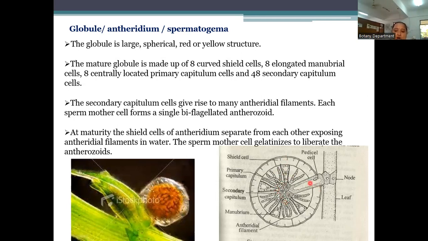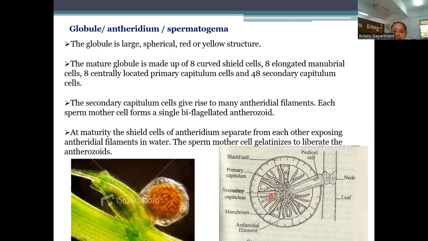Each of these arises from the shield cell. See, this one shield cell arises from one manubrium. Again here, shield cell. Next one arises from the manubrium. Like this the manubrium are arranged. Total 8 shield cells, 8 manubrial cells.